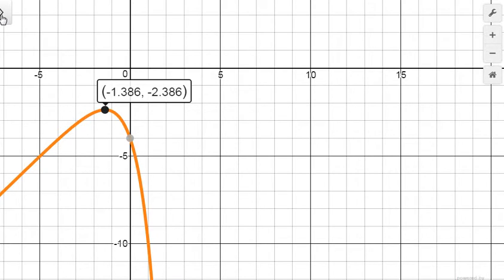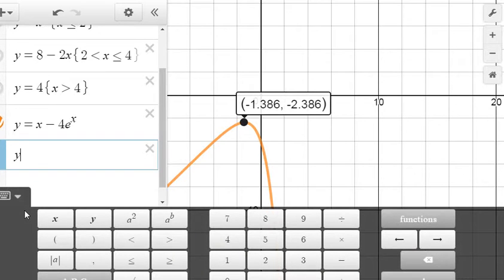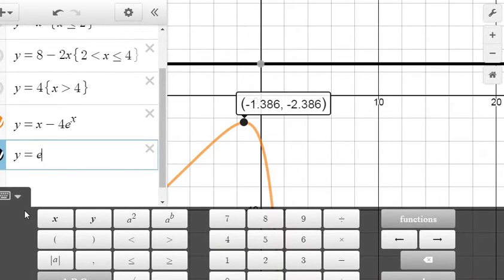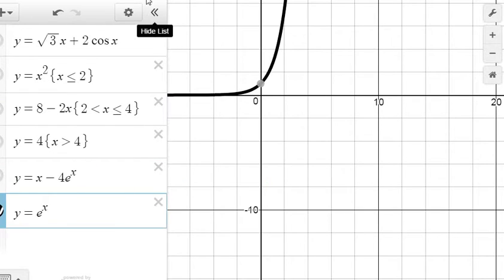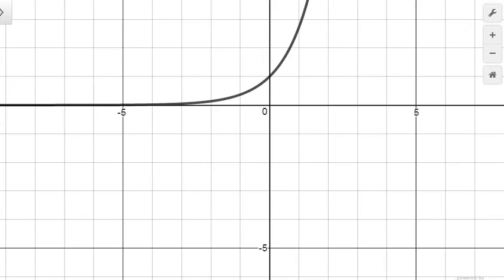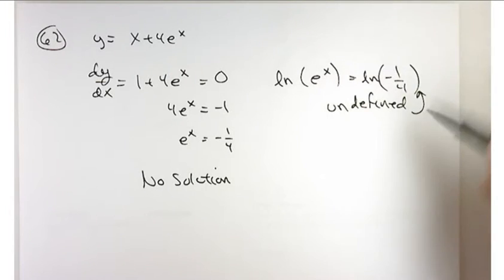Another graphical reason that you're not getting a solution: if you look at y equals e to the x on a graph, that graph always lies above the x-axis. You'll never have e to the x equaling something negative. It just doesn't happen. We saw that when we tried to calculate the solution algebraically.